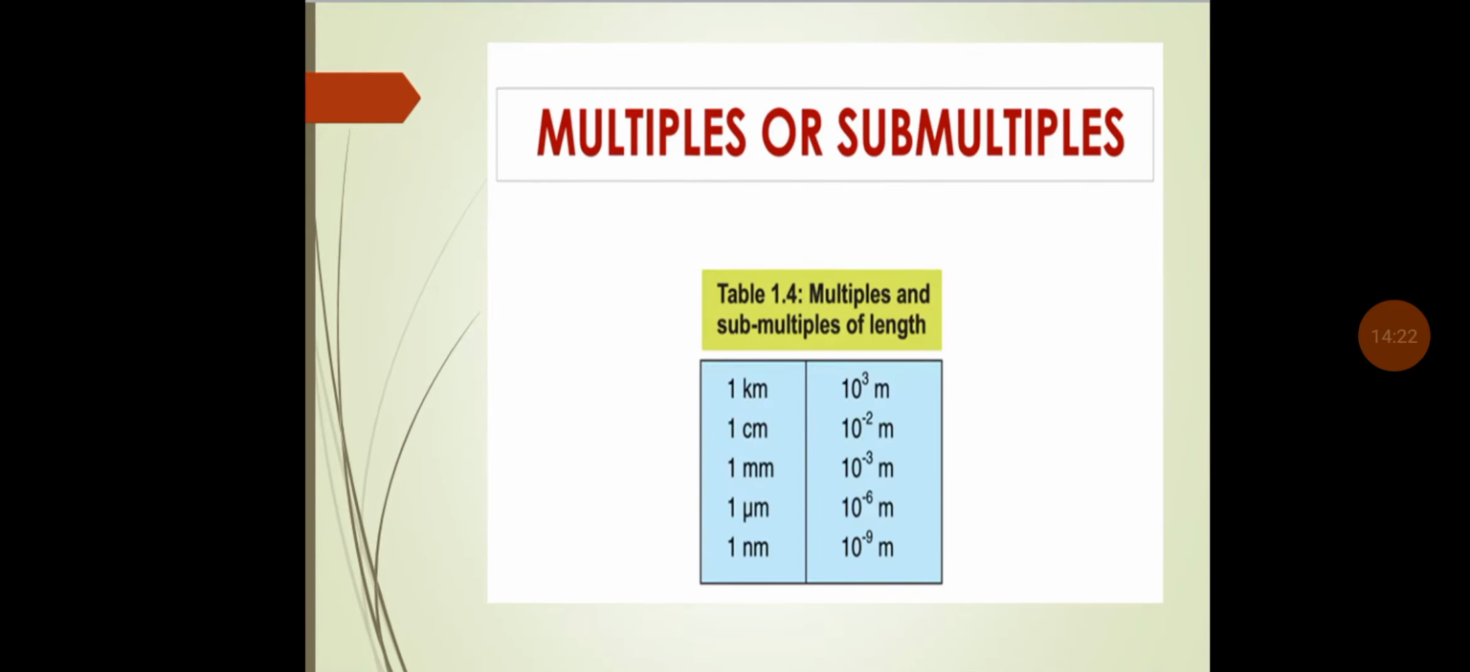Multiples and submultiples. For example, these are examples of multiples and submultiples: kilo 10 power 3, centi 10 power minus 2, milli 10 power minus 3, micro 10 power minus 6, nano 10 power minus 9, and the same applies to meter, which is the standard unit. These are the multiples or submultiples.